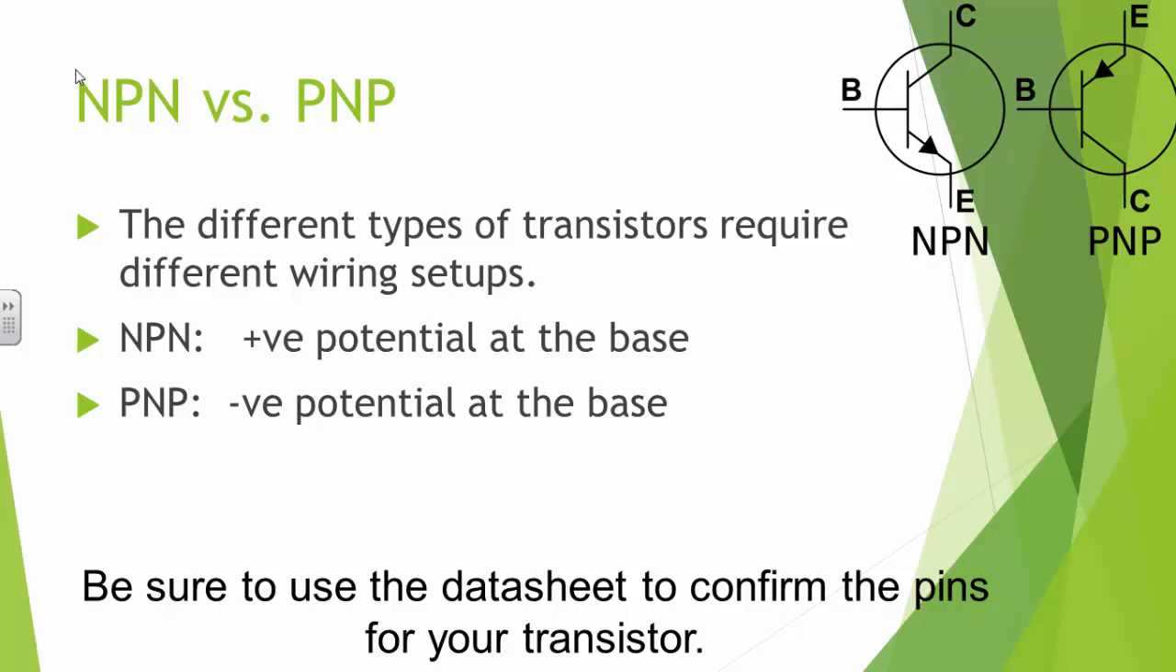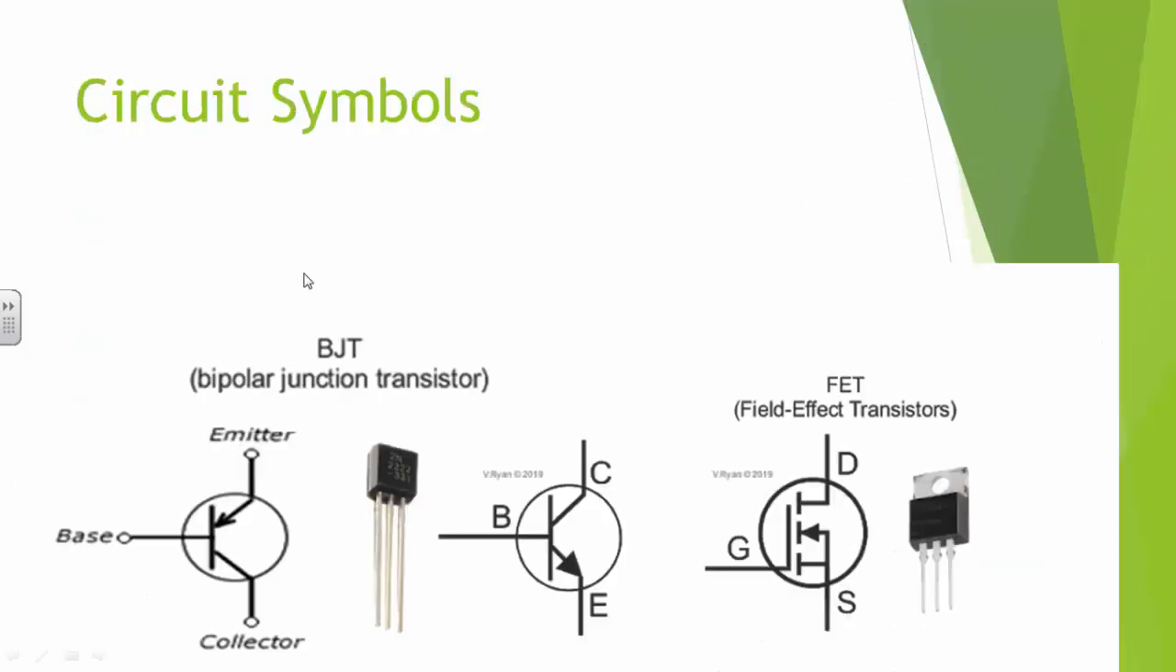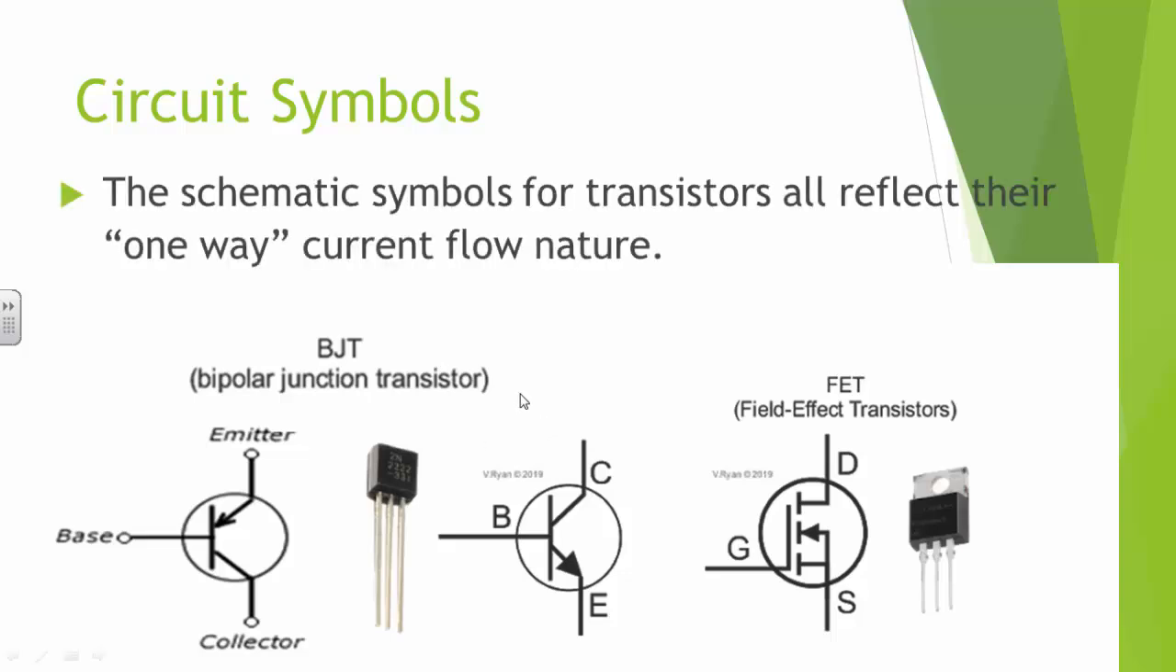Now, you should note that the collector and emitter pins are reversed on the schematics that I've shown in the top right corner of the slide. You need to confirm the pins for your transistor, and you need to remember that the arrow points in the direction of current flow. So you want to triple check these things on your data sheet before you construct your circuit. The schematics for these transistors all reflect the one-way current flow nature that they exhibit.